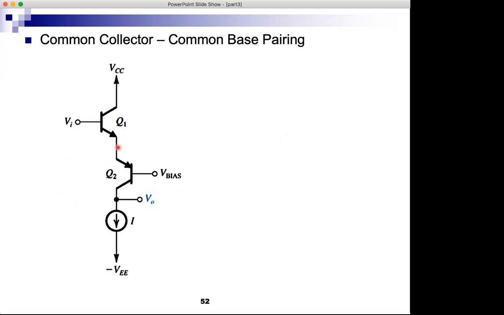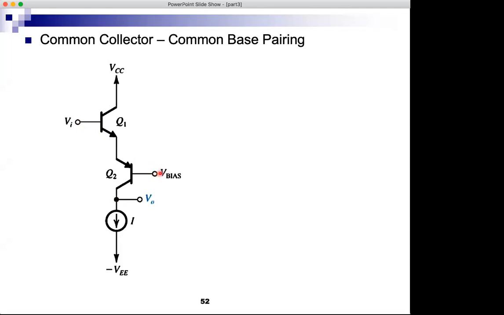Now what is Q1? If the input is at the base and the output at the emitter, that's a common collector. What is Q2? If the input is at the emitter and the output is at the collector, it's a PNP, but still the input is at the emitter and the output is at the collector. So this is a common base. We call this common base.